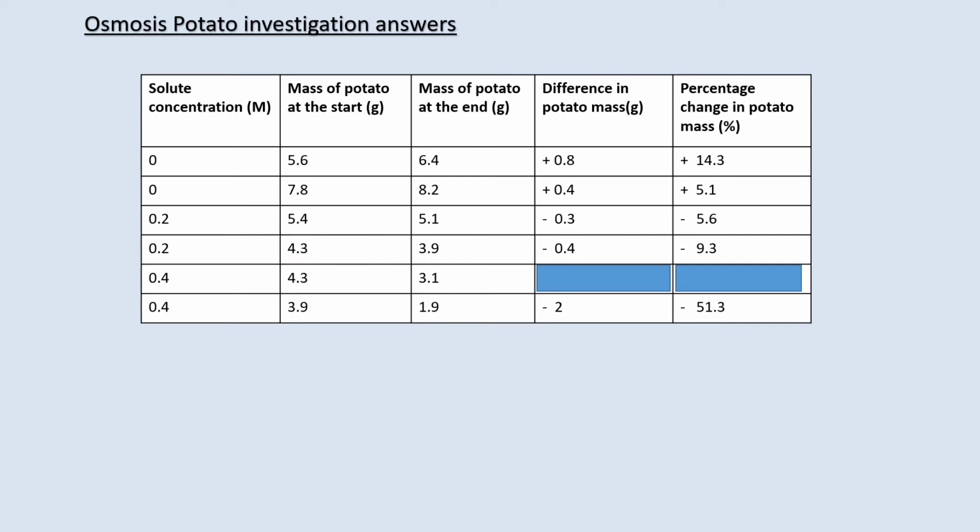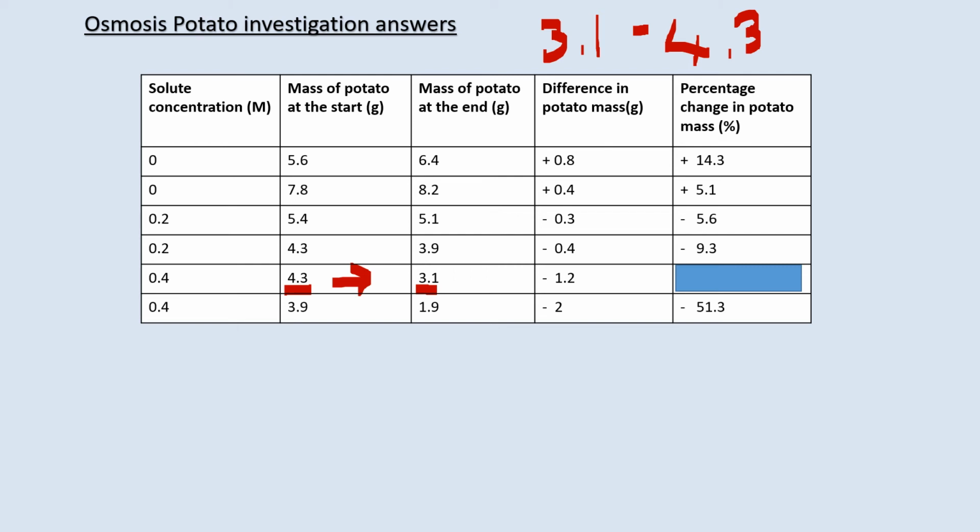Okay, so for the next one, we have 3.1 minus 4.3, and we have a look. So what number is bigger? It's going to be the one at the start. So that means that the potato has lost weight again. So it's going to be a minus or negative number. So it equals minus 1.2, sorry. So minus 1.2.